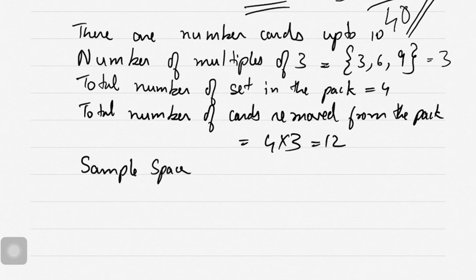Sample space is equal to 52 minus 12, which is 40. So n of S is equal to 40.